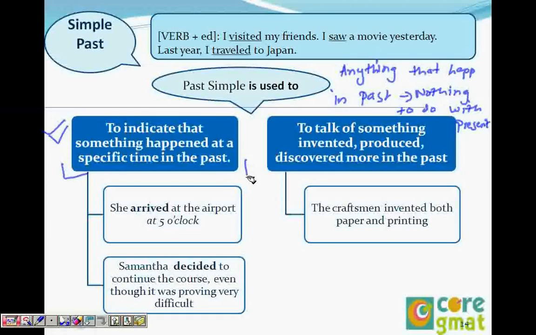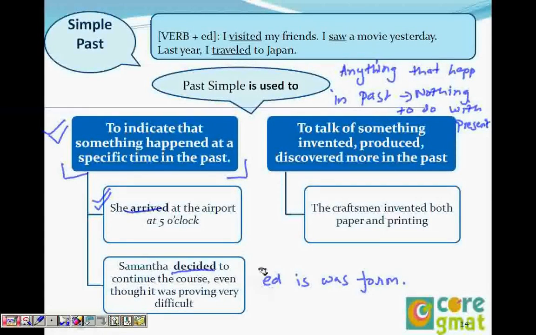So this one: She arrived at the airport at 5 o'clock. Identify the tense. Arrived. So that means this happened in the past. Samantha decided to continue the course, even though it was proving very difficult. So we're talking about an event that has happened in the past, giving a specific thing to it. The ed is the past form. When we say simple past tense, we use the ed form.